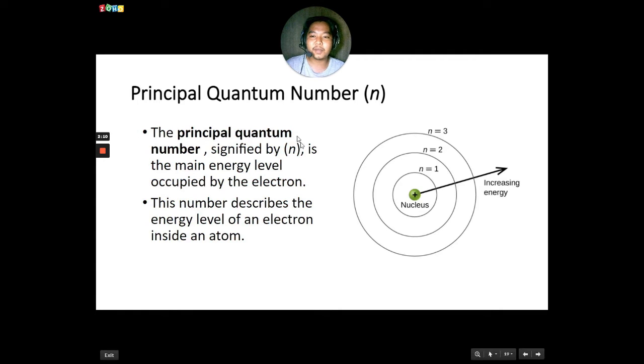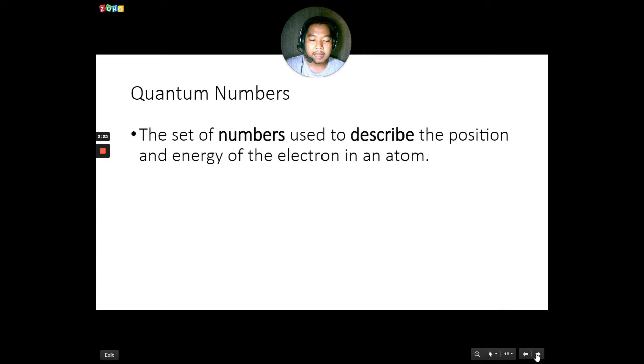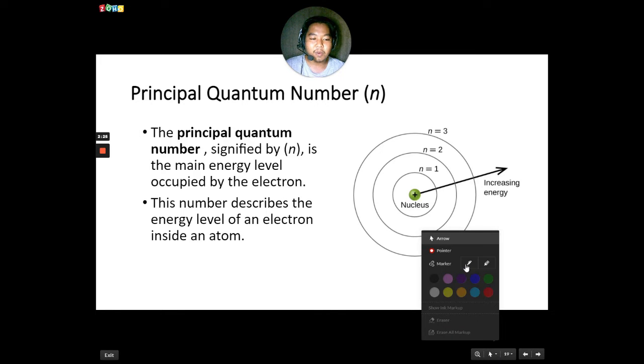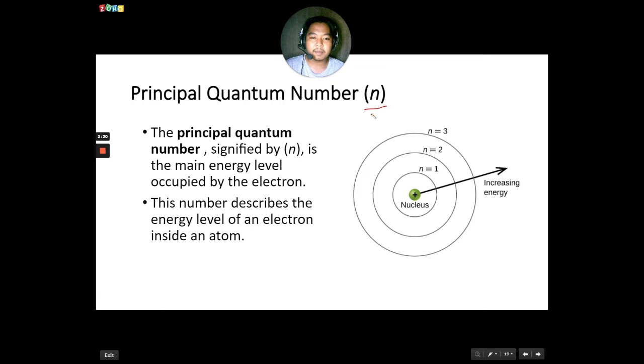So the first quantum number is what we call the principal quantum number. It's principal because it's the main quantum number. It's signified by n, the small letter n. So don't forget that label, the small letter n for the principal quantum number. It tells us the energy level of an electron.